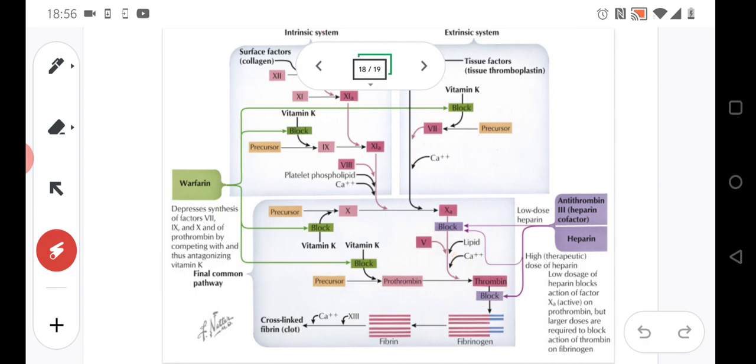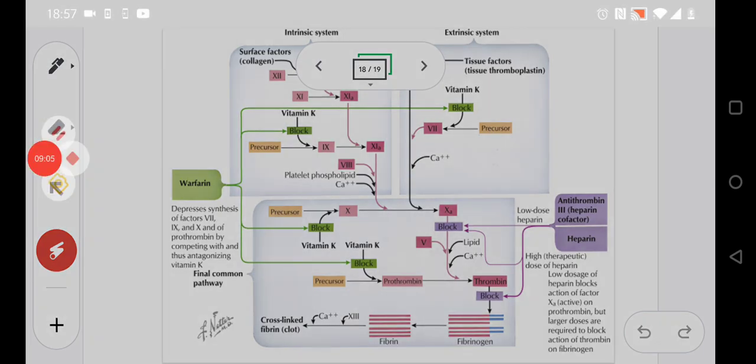So one more time. Intrinsic system, surface factors like the collagen. Extrinsic system, tissue factors like the tissue thromboplastin. So the substance that is naturally in the tissues, outside the blood vessels, but naturally not in the blood vessels. And it leads to the thrombin, and thrombin leads to the fibrin. Okay, thank you.